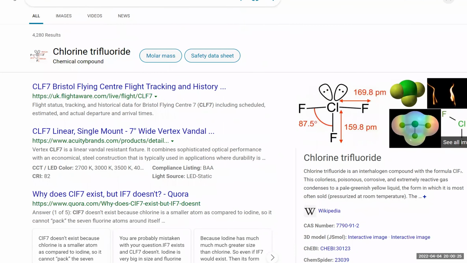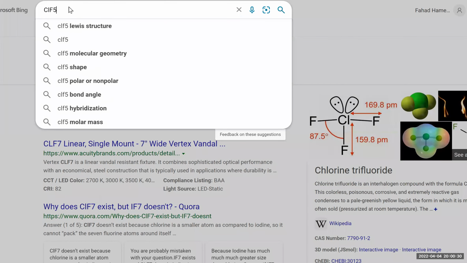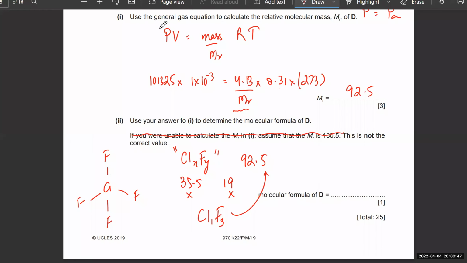So ClF5 probably does exist. Yeah, it does. Chlorine pentafluoride. Yeah, that's a molecule. So five of them. And you might get this question. The IF7 thing that we Googled was actually a question that came in the paper as well. So the question is, why did I go for one Cl? There could have been other combinations as well, where there could have been two Cls. Why was I sure that there was always going to be just one Cl?